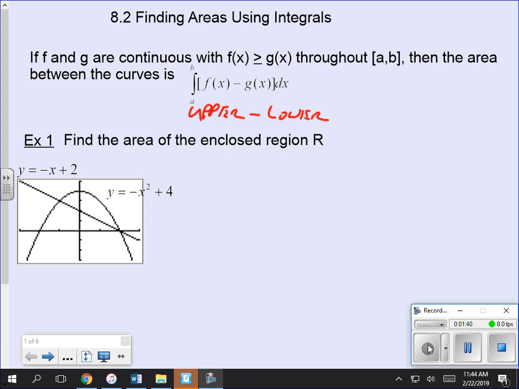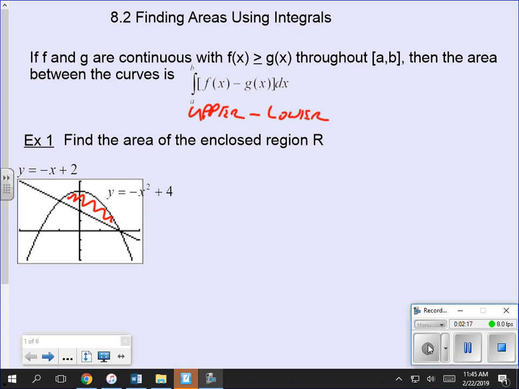Okay, this one's actually pretty nice and straightforward. I want to find the area of the enclosed region R. What that means is I want to find that. What's that area right there? What's that shape? What's that area going to be? So I need to know a few things. I need to know which one's my upper curve, which one's my lower curve. This one's not too bad. One's a straight line, one's a parabola. I can tell by the equation, straight line and parabola. The parabola curves downward with a straight line underneath it. I know which one's which just based on the diagram.